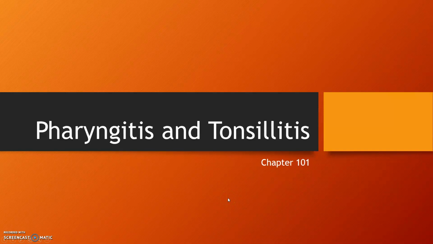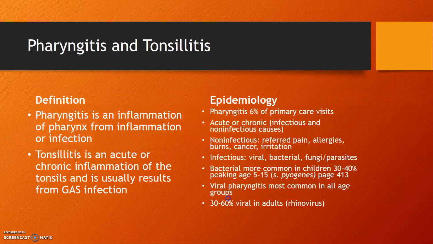Hello. Let's look at Chapter 101 on pharyngitis and tonsillitis. The definition of pharyngitis is an inflammation of the pharynx from either inflammation or irritation or infection. Tonsillitis is an acute or chronic inflammation of the tonsils and is usually a result of the beta hemolytic strep, so Streptococcus. And for the rest of this lecture, we're going to call beta hemolytic streptococcus GAS, okay?